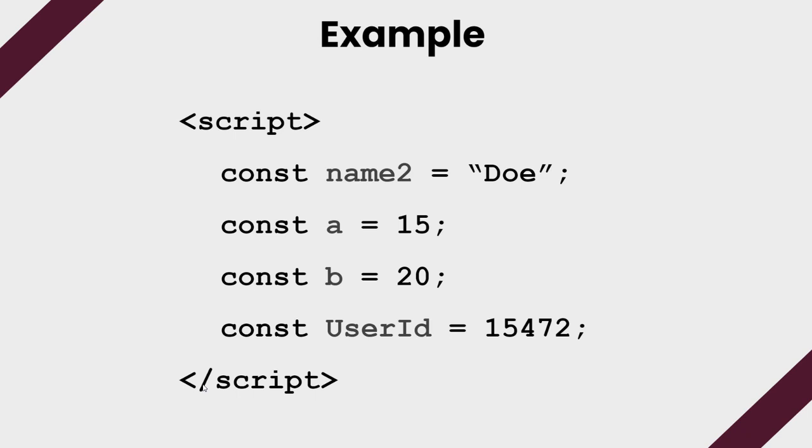Likewise, we have b assigned the value of 20, and we have a variable name of userid assigned the value of 15472. Now, these values can be of different types. So for the sake of simplicity, I just decided to stick with the number type and the string type.